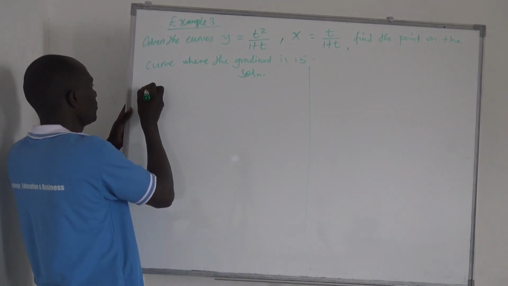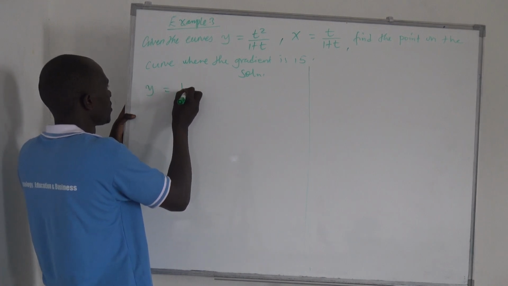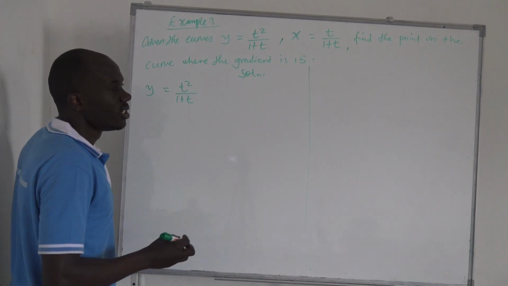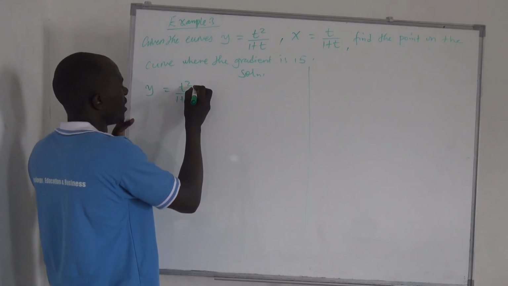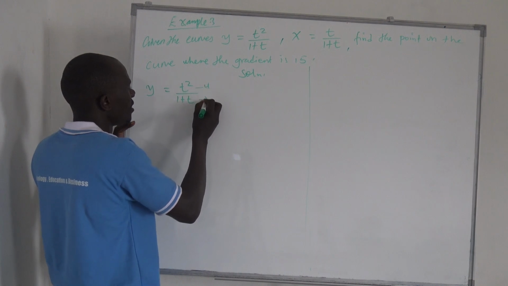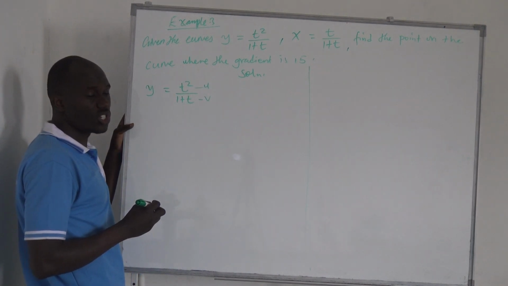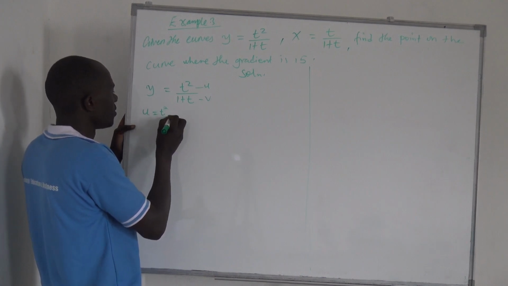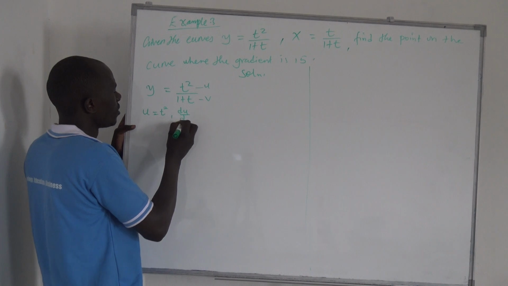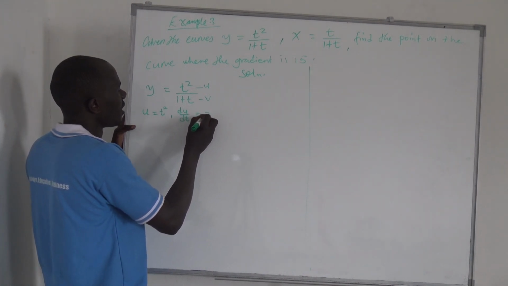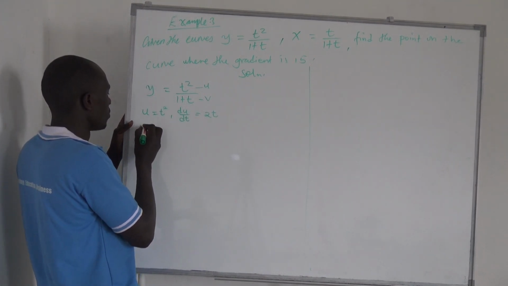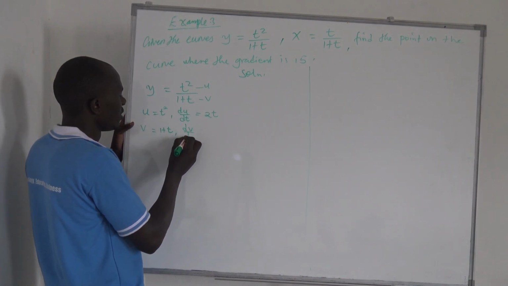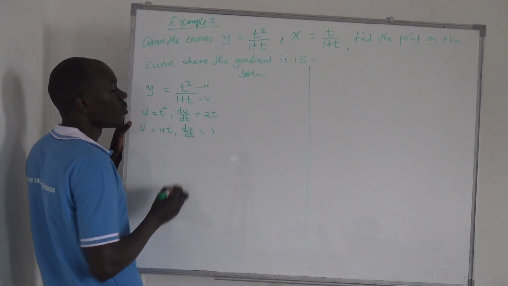Let's move now. I've got y equals t squared over 1 plus t. So you can see this one is a quotient. We first get the dy/dt. This is our u, this is our v. So we're going to use the quotient rule. We have already said our u equals t squared. We shall look at the du/dt. The du/dt is going to give us 2t. We have also got v equals 1 plus t. We are going to look at the dv/dt, which is given as 1.